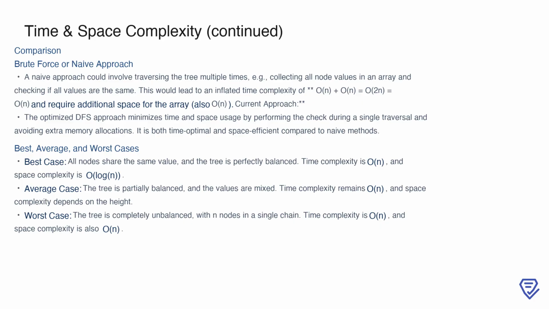For specific cases, the best-case scenario occurs when the tree is perfectly balanced and all nodes share the same value, yielding a time complexity of O(n) and a space complexity of O(log n). In the average case, the tree may be partially balanced with mixed values, where time complexity remains O(n), and space complexity is determined by the height of the tree. The worst case arises when the tree is completely unbalanced, where both time and space complexity become O(n).